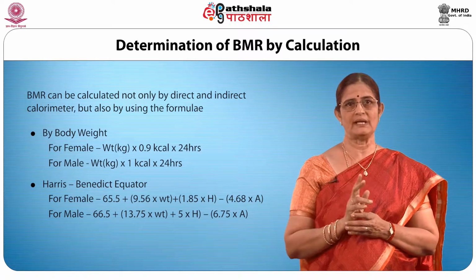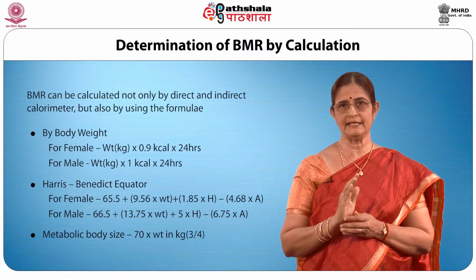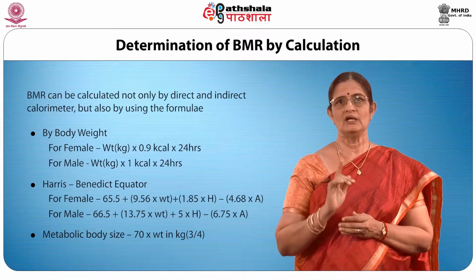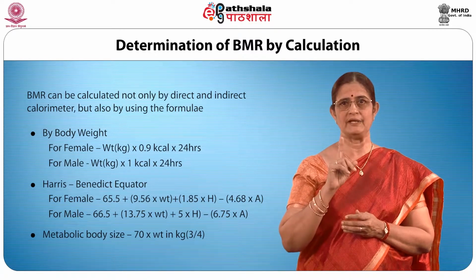The third formula is using the metabolic body size. It is a standard one for both the sexes, 70 into weight in kilogram to the power of 3/4. Like that, a number of methods are available to determine BMR. Now, we will note the factors influencing BMR. Some factors are responsible to increase BMR, some factors are responsible to reduce BMR.